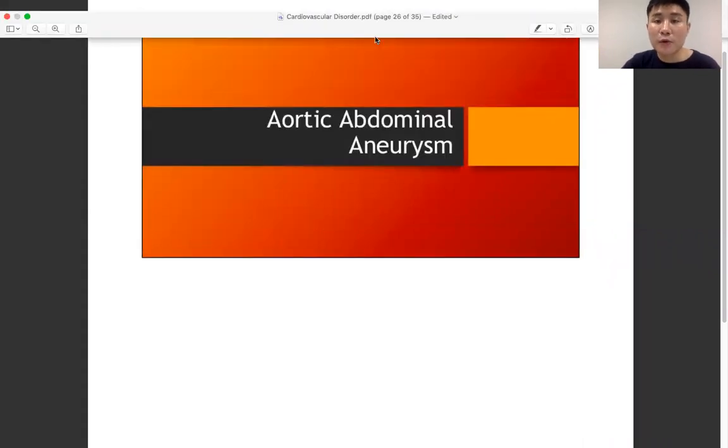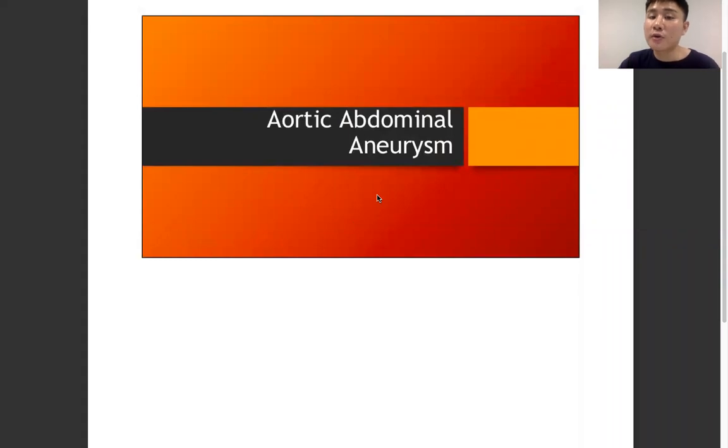Now we are moving on to abdominal aortic aneurysm. The abdominal aorta is a really big artery right here inside the body. It's a major artery that perfuses blood to the rest of the lower body. And because it's so big, it usually has a high risk of something called an aneurysm.